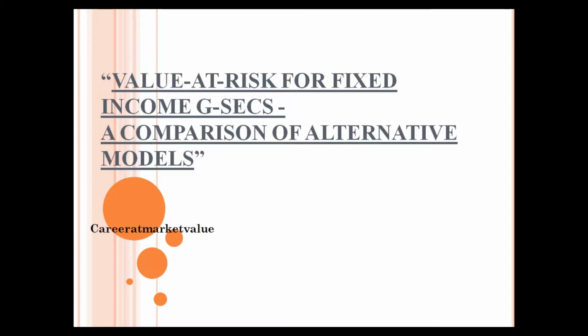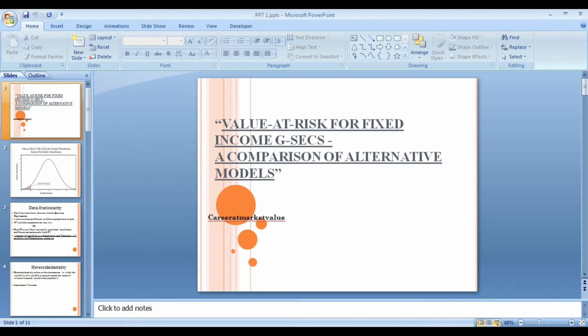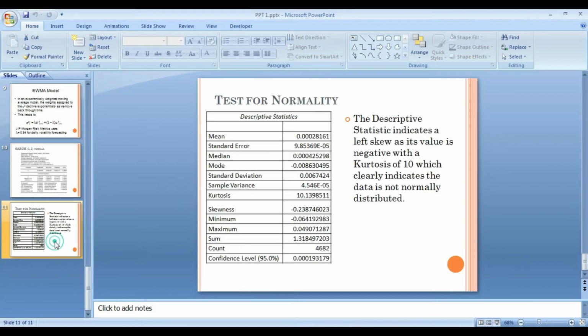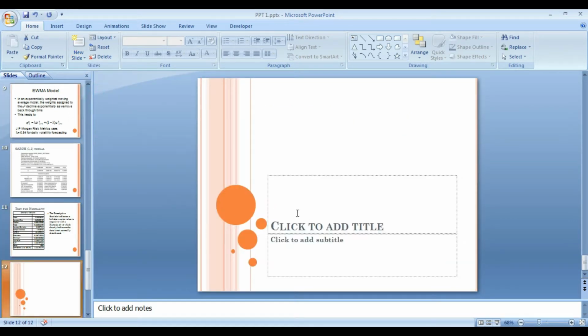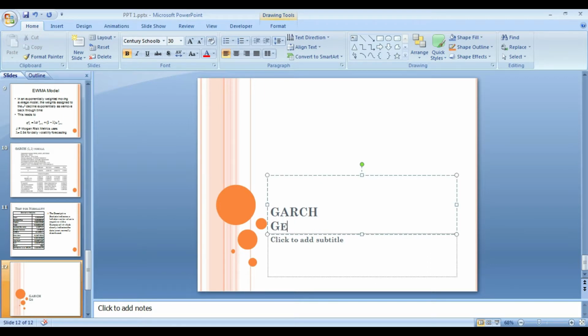Now if I break down the term GARCH, let me put this in a new slide. So GARCH, if I break the term, it's simply generalized autoregressive conditional heteroscedastic.